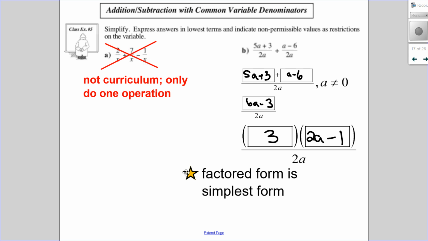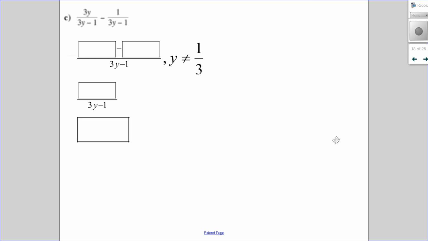Factored form is simplest form. This is how I want you to leave your answer. Again, remember, you cannot cancel these 2's because this is not a 2 in the numerator. It's a 2a minus 1. But always leave your answer in factored form.